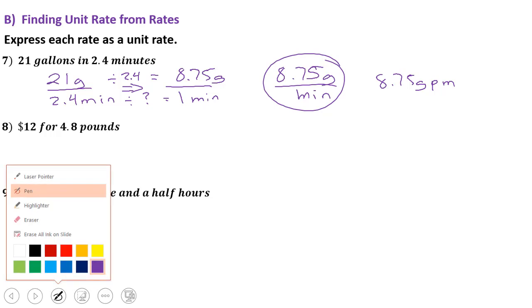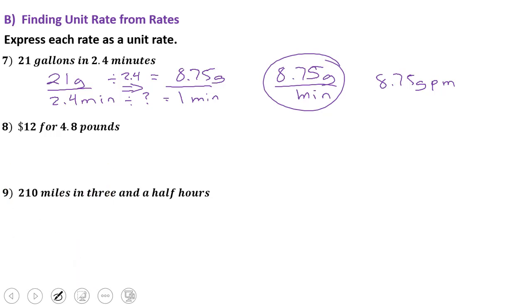Outstanding. Our next one, $12 for 4.8 pounds. Well, if you went to a store and they said that, you would be like, well, I don't know how much it costs for a pound of something. You see unit rates all the time in the real world, especially at a store. So we got $12 for 4.8 pounds. I'm just going to use the pound symbol. Again, we want to write it as a unit rate.